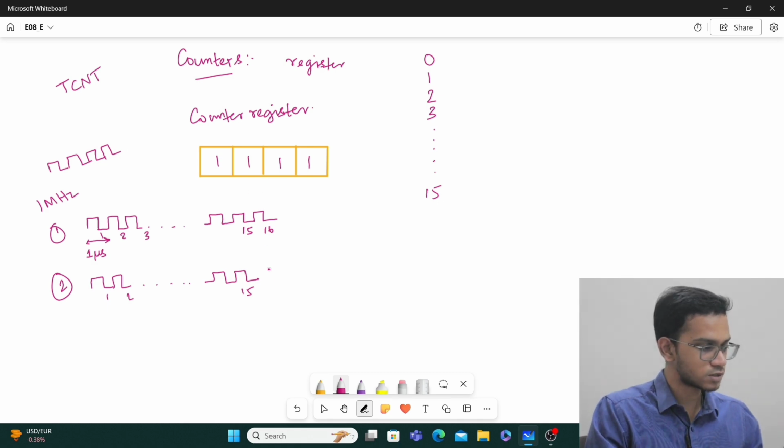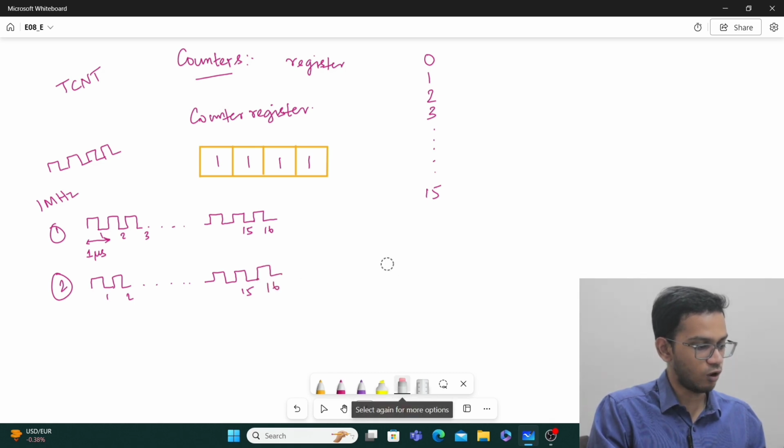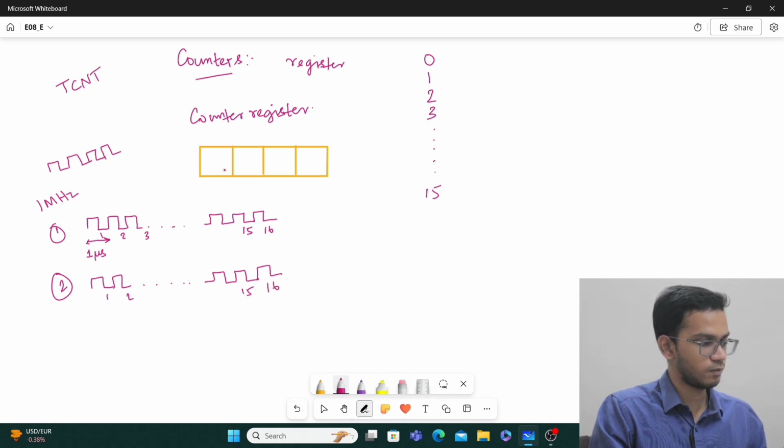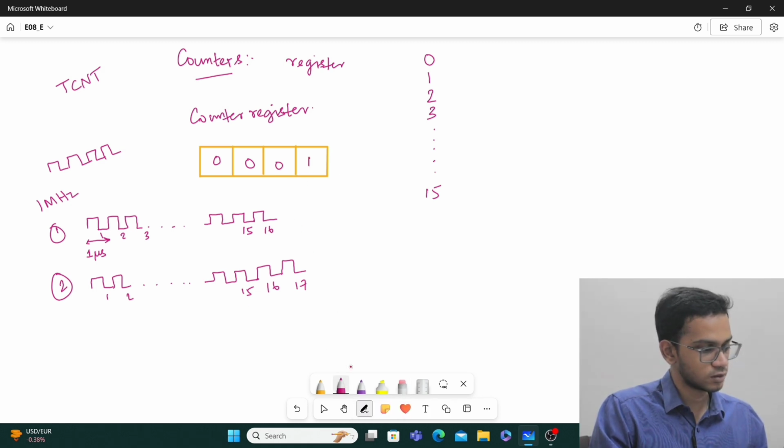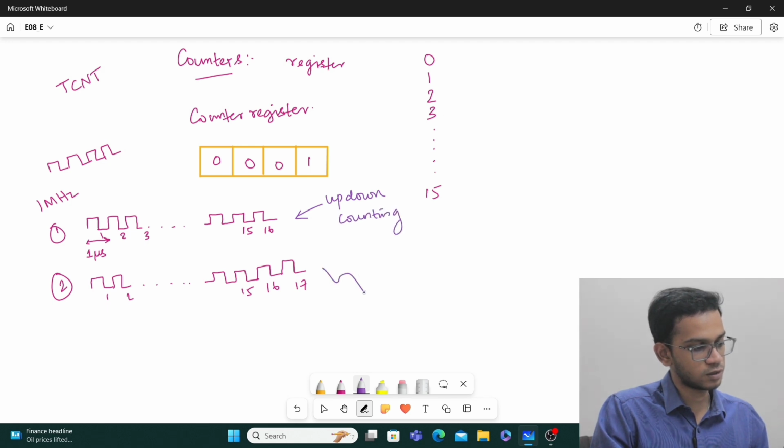After the 15th clock pulse, all ones will change. If we give the 16th clock pulse now, it will change to all zeros. Everything will become 0 again. And when you give the 17th clock pulse, again it will start counting. This will become 1. So this method is called up-down counting. And the second method, which we told just now, is called up counting.